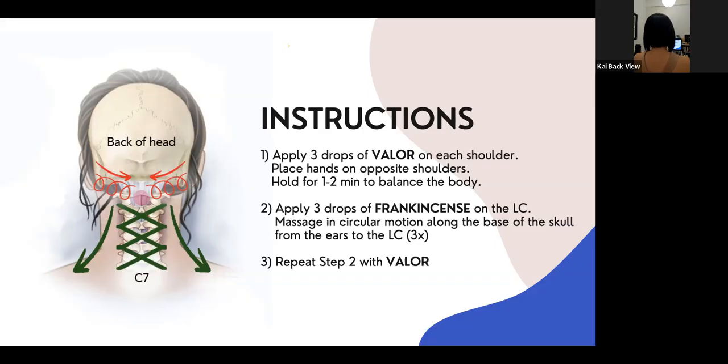So the way you can do it for yourself: 3 drops of Valor on each hand, and then you just hold your shoulders on the opposite side, okay? And simply take deep breaths. So if you're working on someone else, you can just stand behind the person, place your hands on the person's shoulders, and encourage the person to take a few deep breaths. Because it's at the shoulder level, they will smell the oils pretty quickly. And this oil is going to help begin to calm the person down and bring a sense of restfulness.